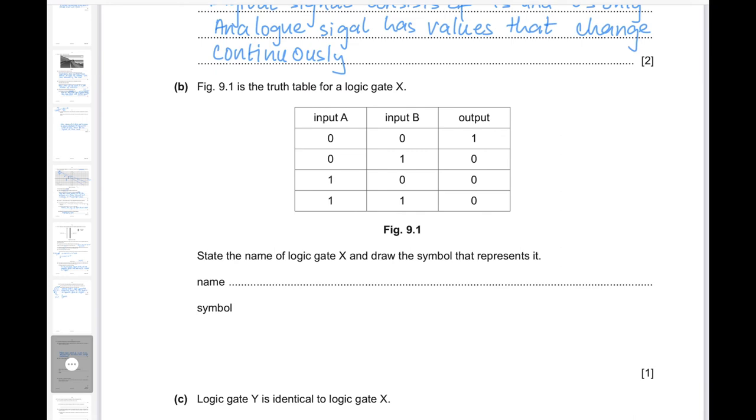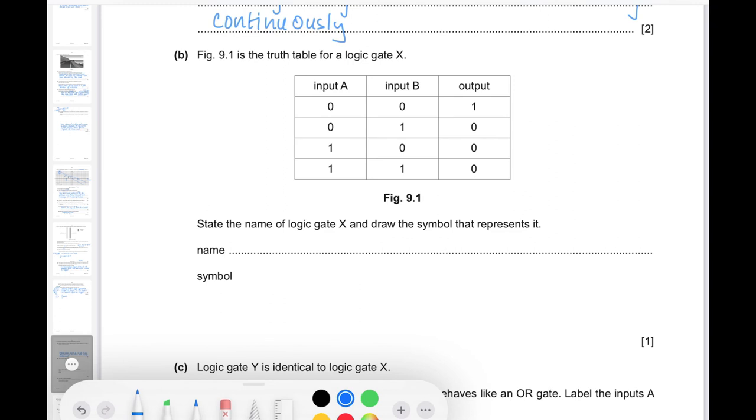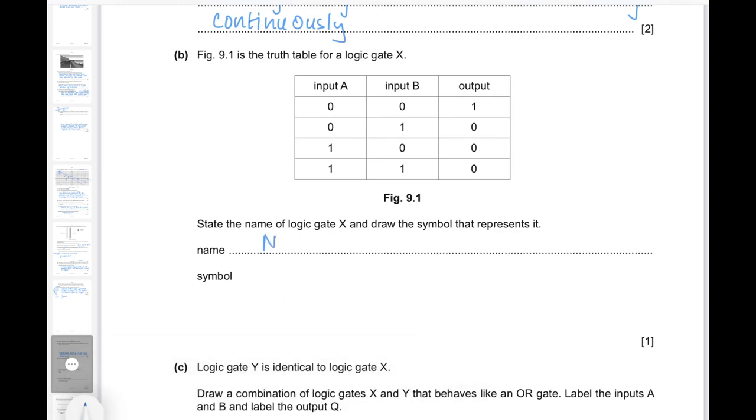B. Figure 9.1 is the truth table for a logic gate X. State the name of logic gate X and draw a symbol that represents it. This truth table is the opposite of the truth table of an OR gate, which means that logic gate X is a NOR gate. And here's the symbol for it.